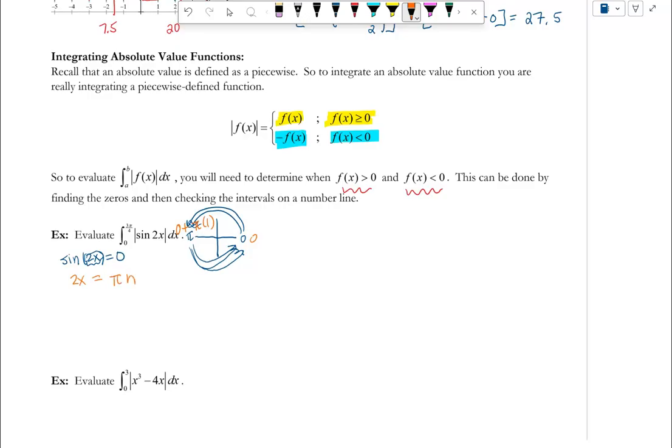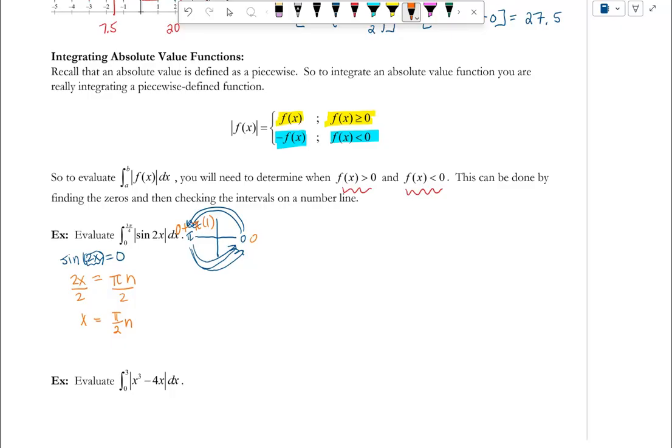All right, so anytime I input a whole number, or really an integer, for n, I'm going to get a place where the sine of that value is 0. So since this was a 2x and not just an x, I still need to solve this equation for x. So I'm going to divide both sides by 2, and I get that x equals pi halves times n. I'm just making a lot of mistakes this morning.